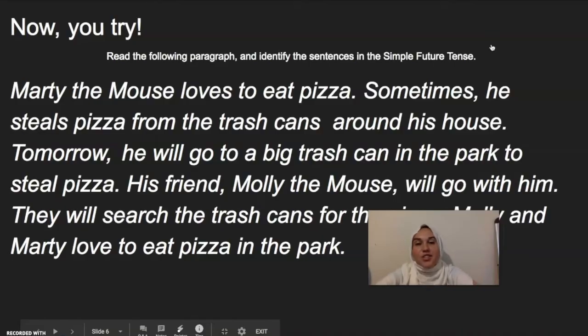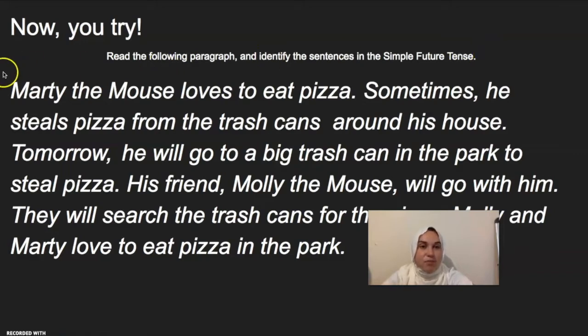All right, everyone, let's try another activity together, okay? I want you to pause the video and read the following paragraph and identify the sentences in the simple future tense, okay? Right now, I'll read the paragraph out loud to you, then you can pause and make sure you're figuring out which sentences are in the simple future tense.